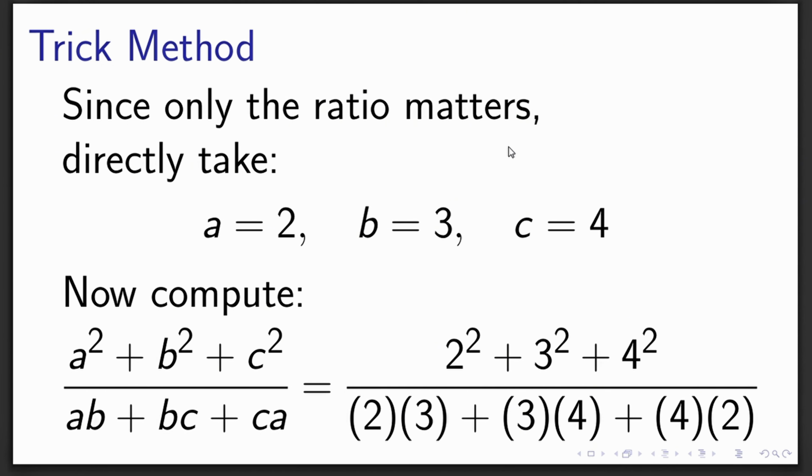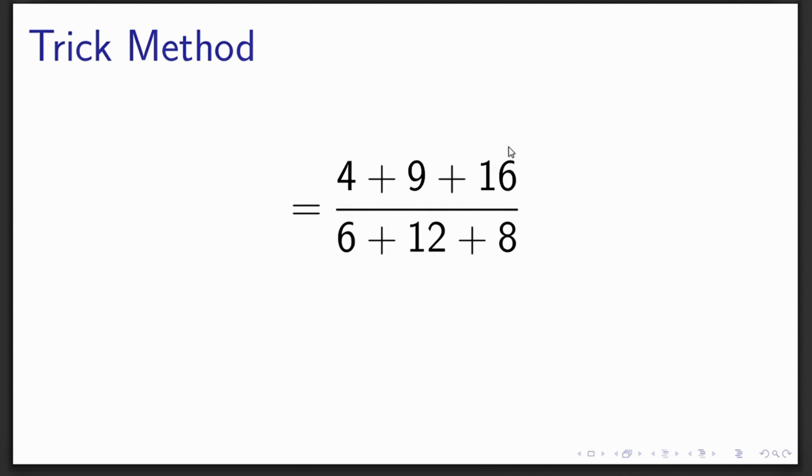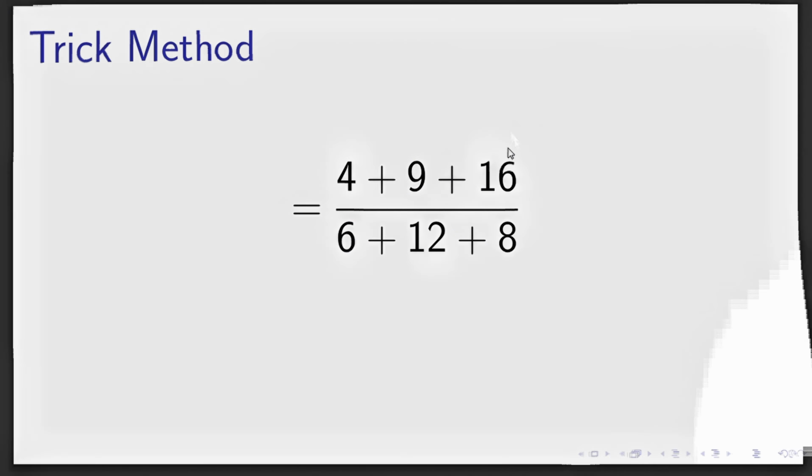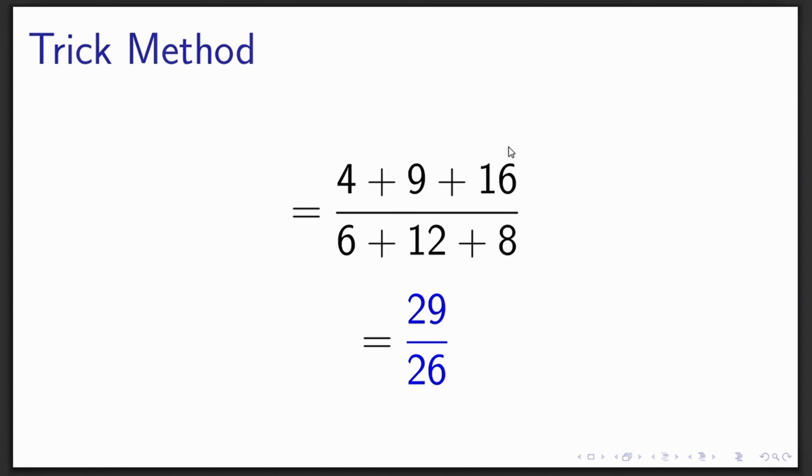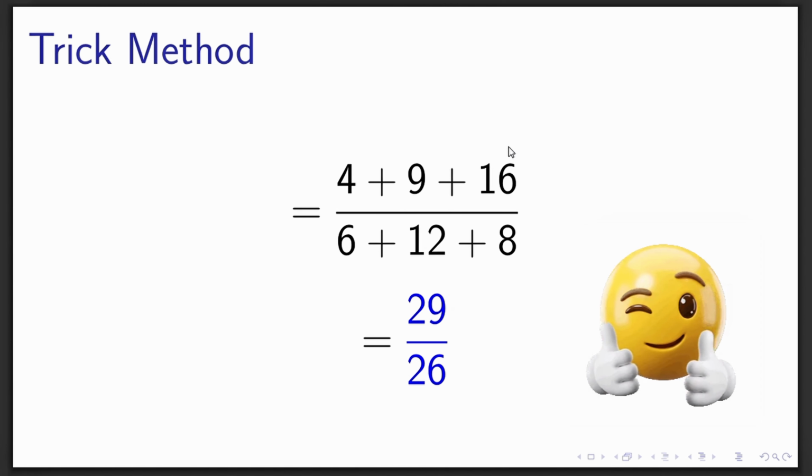When we substitute the values, we are going to get 2 square plus 3 square plus 4 square over 2 multiplied by 3 plus 3 multiplied by 4 plus 4 multiplied by 2. When we further simplify this, we are going to get 4 plus 9 plus 16 over 6 plus 12 plus 8. When we simplify the numerator, I'm going to get 29, and when we solve the denominator, I will get 26. So this is our final answer.